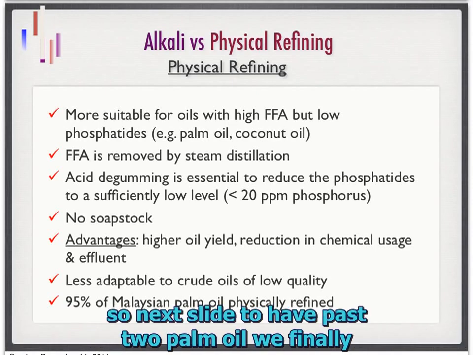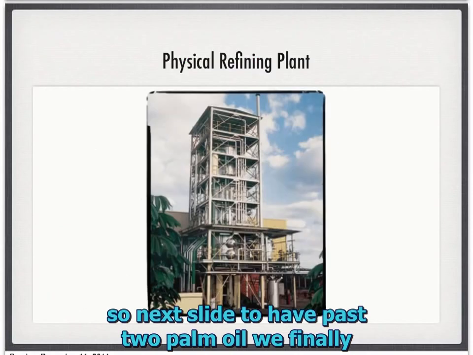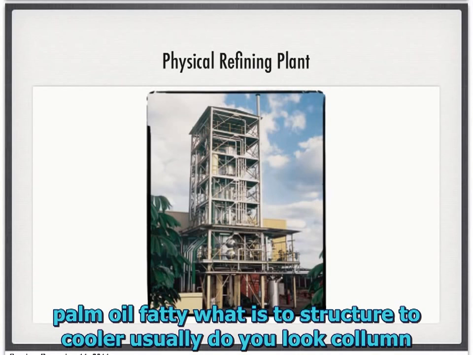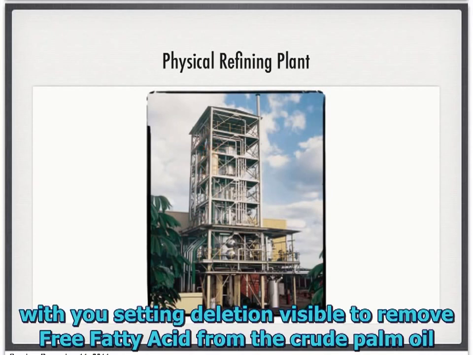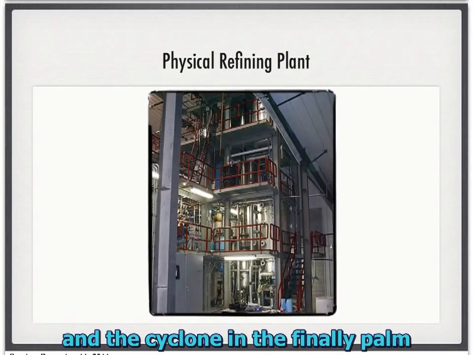So next time, if you happen to pass through a palm oil refinery or palm oil factory, probably you will see this tall structure or tall column here. This is actually the deodorizer column, which uses steam distillation principles to remove the free fatty acid from the crude palm oil. And this is how it looks from inside the refinery plant.